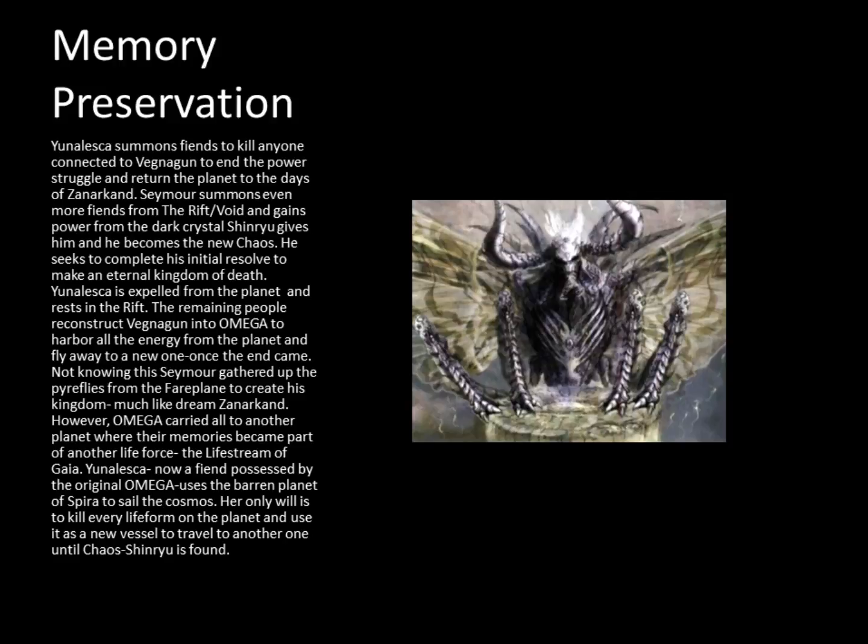Yunalesca, now a fiend possessed by the original Omega, uses the barren planet of Spira to sail the cosmos. Her only will is to kill every life form on the planet and use it as a new vessel to travel to another one until Chaos Shinryu is found.